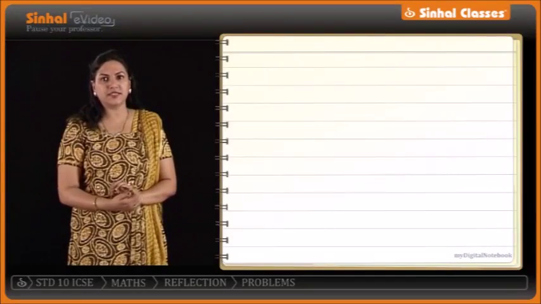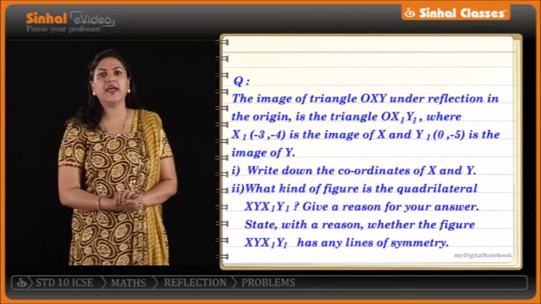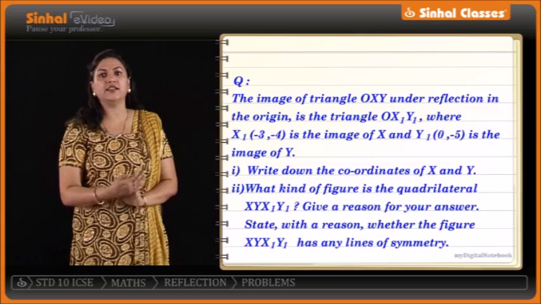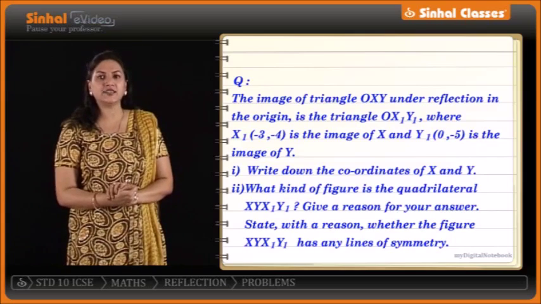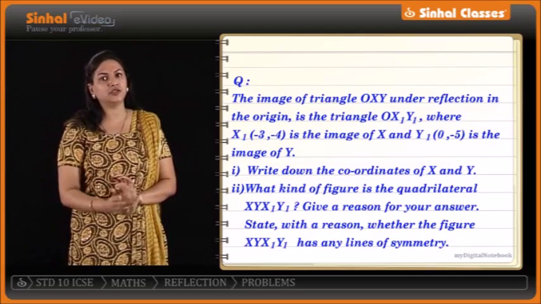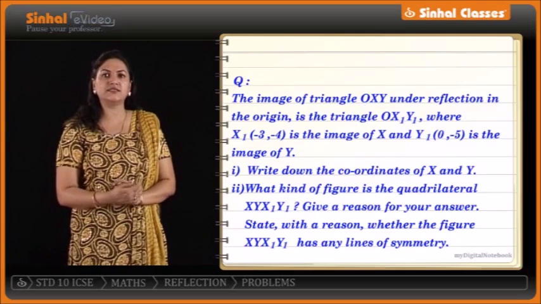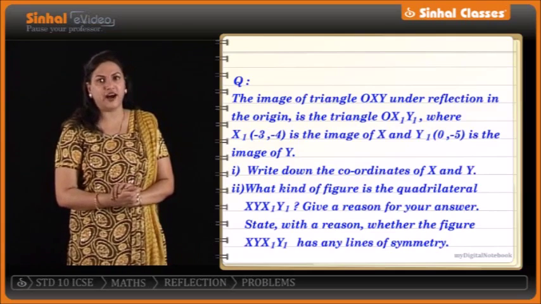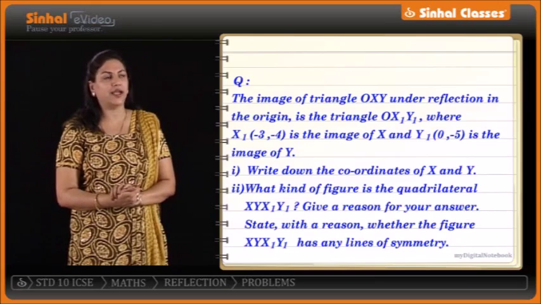Our next problem says the image of triangle OXY under reflection in the origin is the triangle OX1Y1, where X1 with coordinates (-3, -4) is the image of X, and Y1 with coordinates (0, -5) is the image of Y. Write down the coordinates of X and Y.